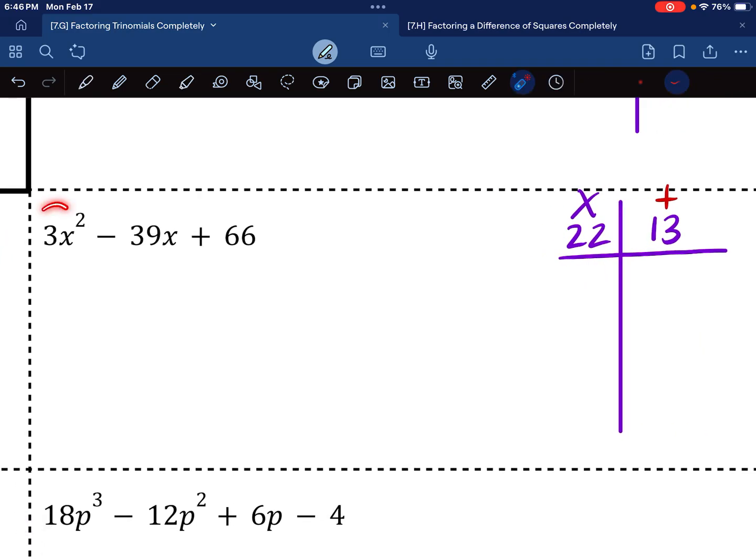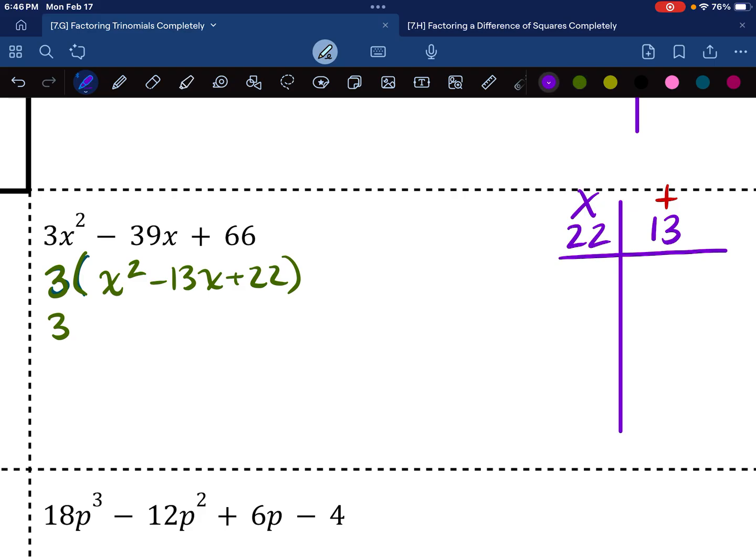All right, looking at these bad boys, they're all divisible by 3, right? Those are all numbers divisible by 3. So if I divide the 3 out using my green, because that's what I was using for our GCFs, I get this. Now if I look, this trinomial, 3 terms, my a is 1, so I can actually double bubble this. I don't have to use the reverse box.